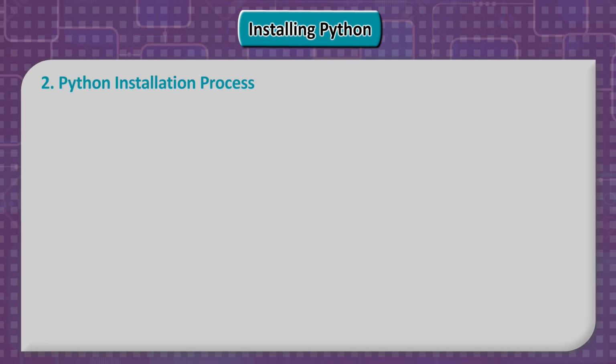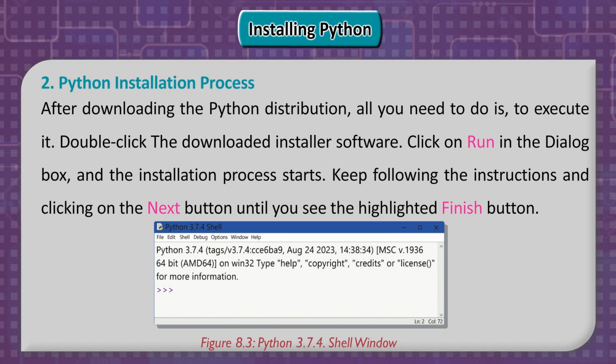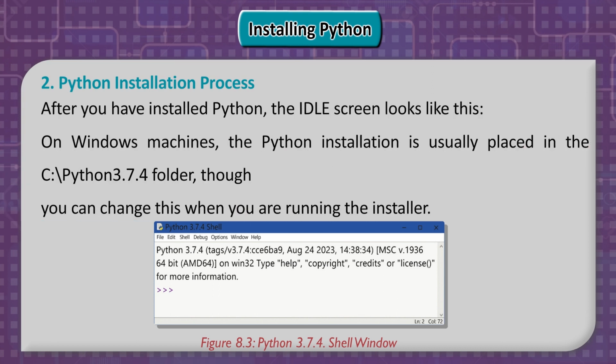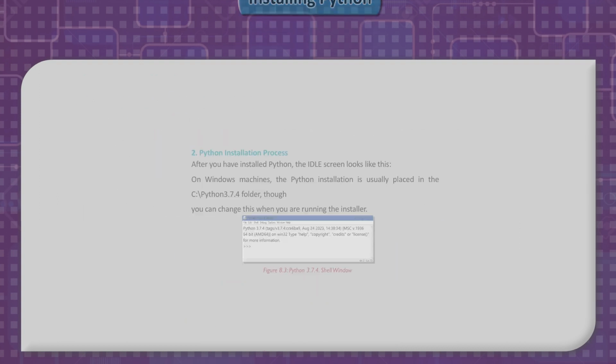2. Python installation process. After downloading the Python distribution, all you need to do is to execute it. Double-click the downloaded installer software. Click on Run in the dialog box, and the installation process starts. Keep following the instructions and clicking on the Next button until you see the highlighted Finish button. After you have installed Python, the IDLE screen looks like this. On Windows machines, the Python installation is usually placed in the C:\Python 3.7.4 folder, though you can change this when you are running the installer.